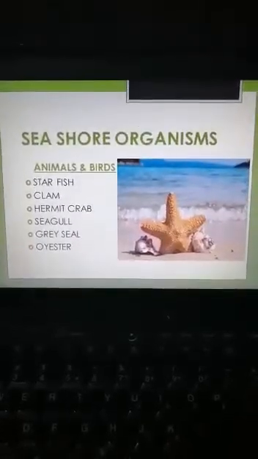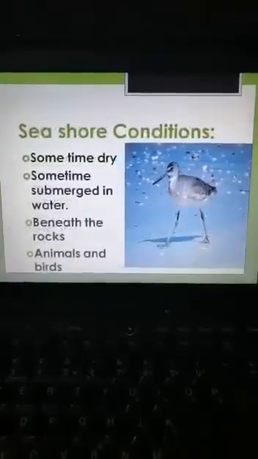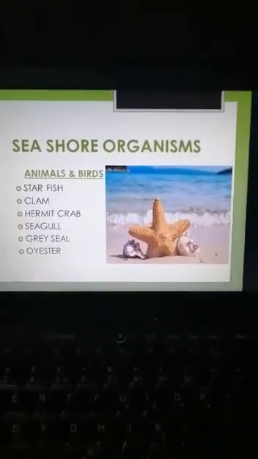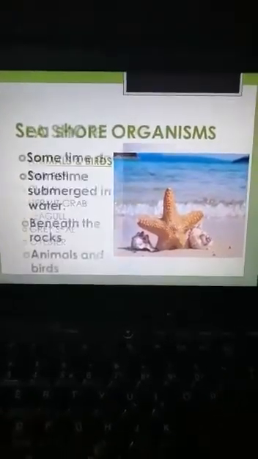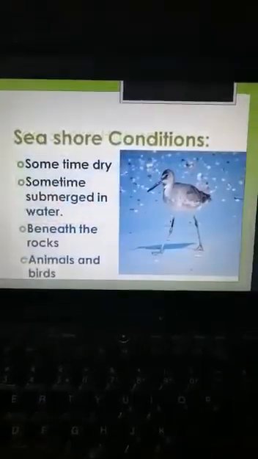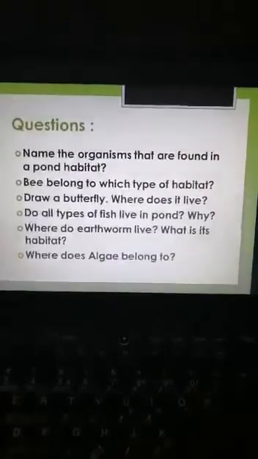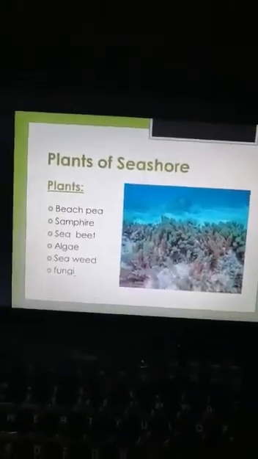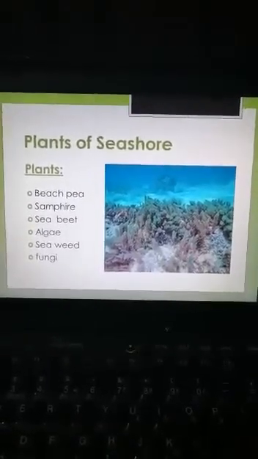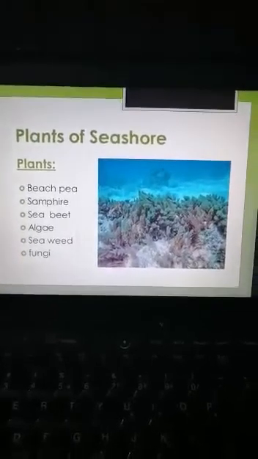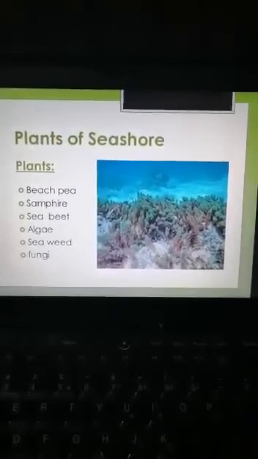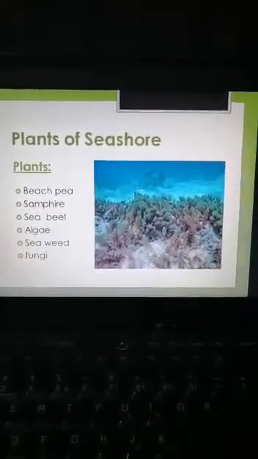Okay, in the last slide, I told you about oysters and grey seals, and one of the slides was about plants. Yes: beach pea, samphire, seaweed, algae, and fungi. These are the plants of the seashore, and a few of them are edible, meaning people eat them or use them in different recipes. But algae, seaweed, and fungi are not edible.